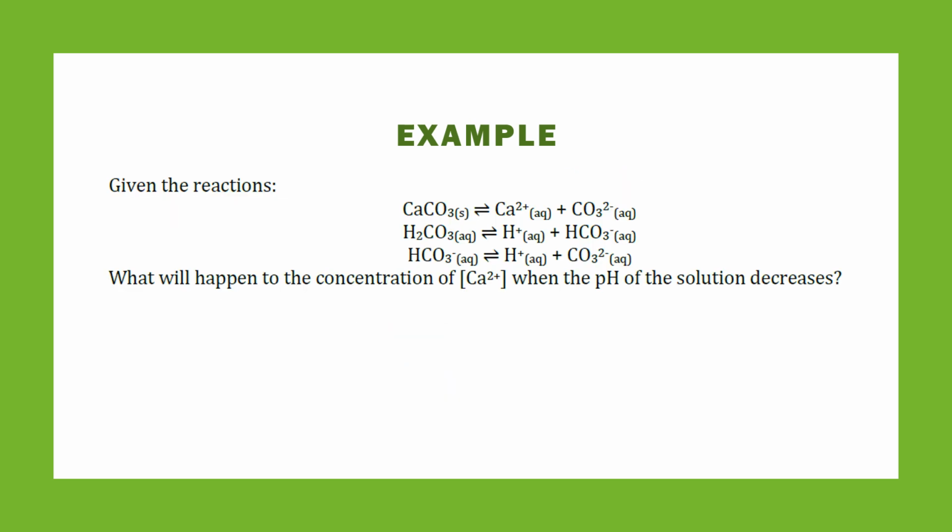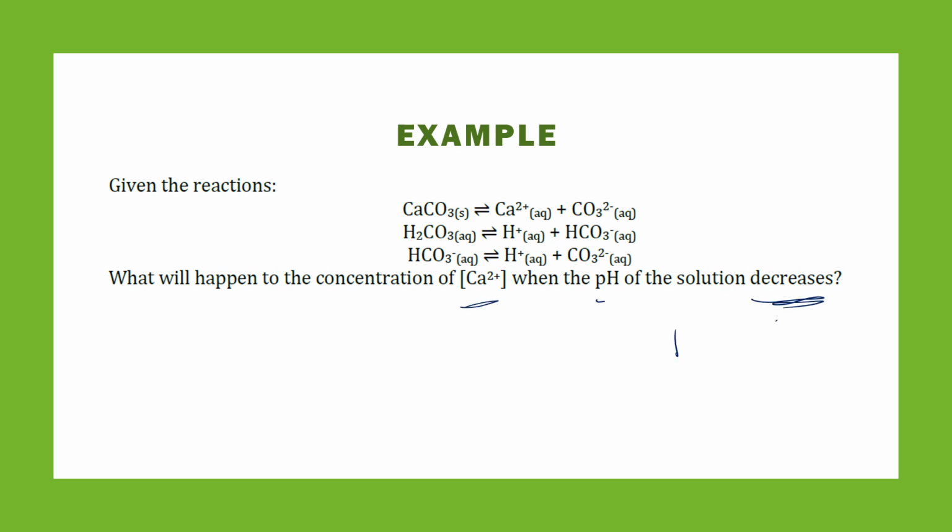Now in this example, we have multiple equilibrium systems happening in the same container. So you have calcium carbonate forming calcium ions and carbonate ions. But you've also got some carbonic acid going on because of the carbonate ions in water. So it says, what will happen to the concentration of calcium ions when the pH of the solution decreases?